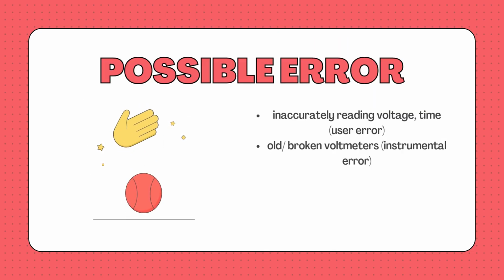As for possible error, it could be inaccurately reading the voltage or time on the voltmeter or ammeter, which is just a user error. And then for instrumental errors, it could just be an old or broken voltmeter or ammeter.